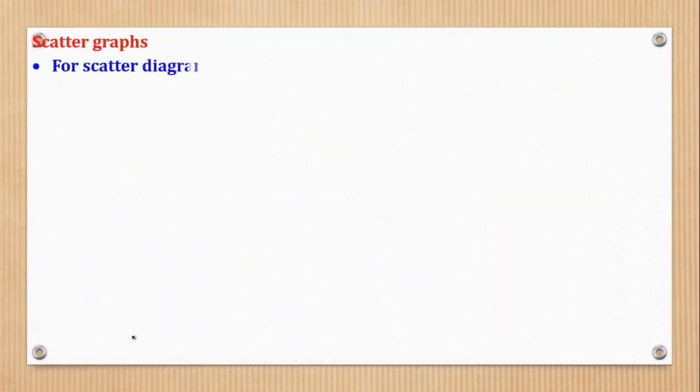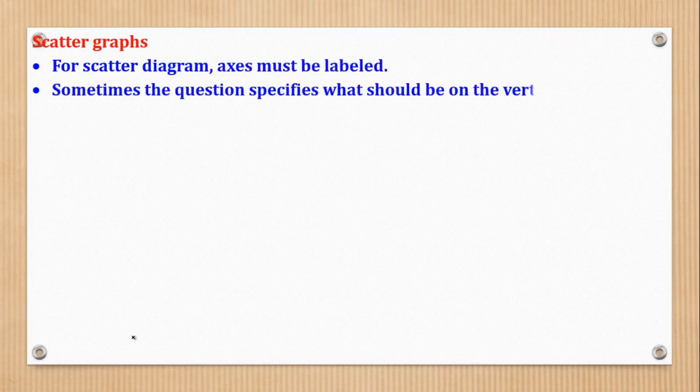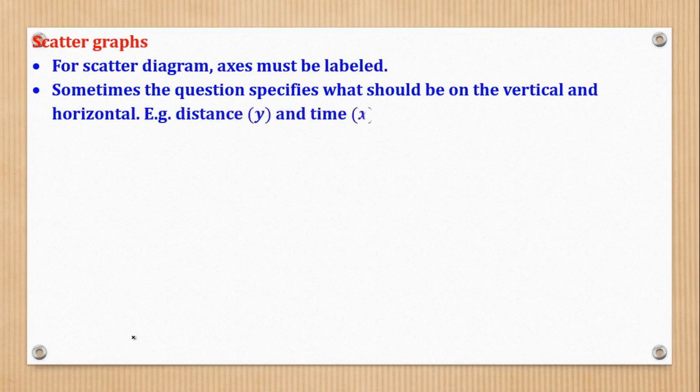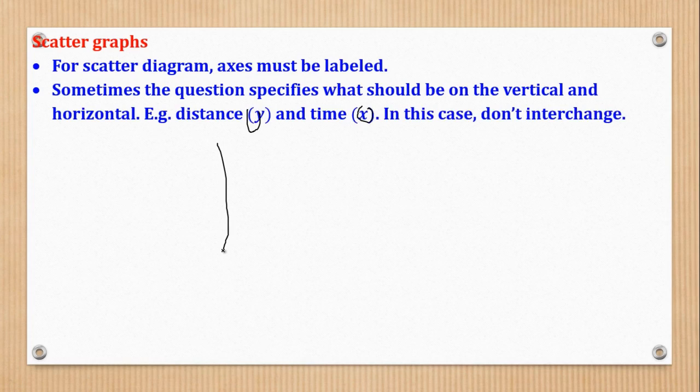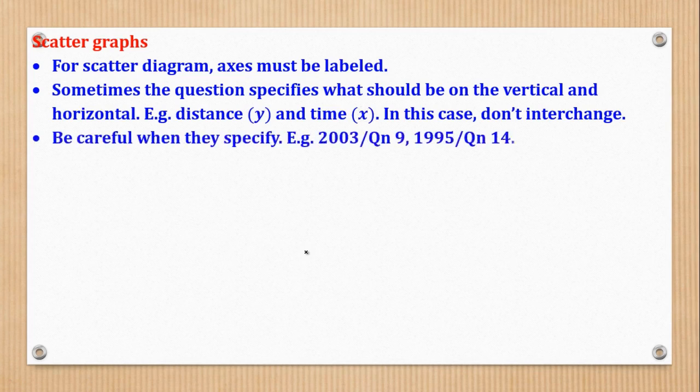Then for the graphs, axes have to be labeled. That is a must. Then if the question specifies what should be on the vertical and what should be on the horizontal, some questions in the values of the table, you see the word X and Y. That means that they have restricted you what should be on the Y axis and what should be on the X axis. In those years they specified.